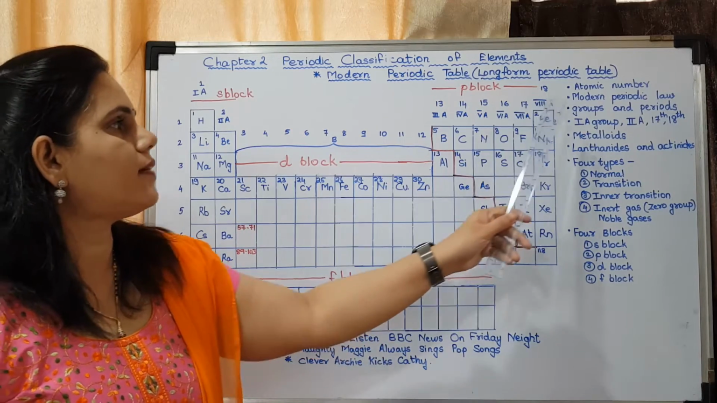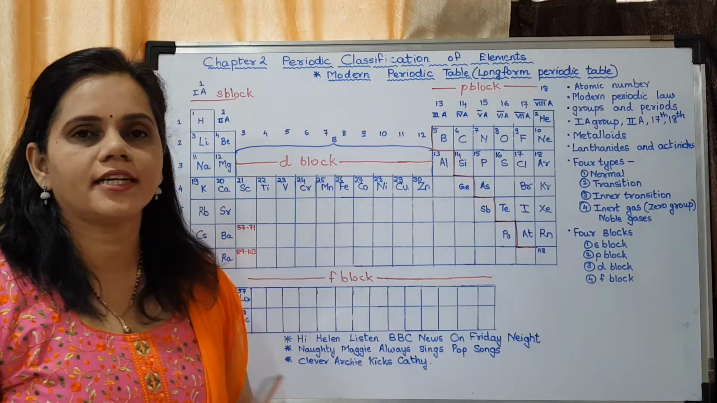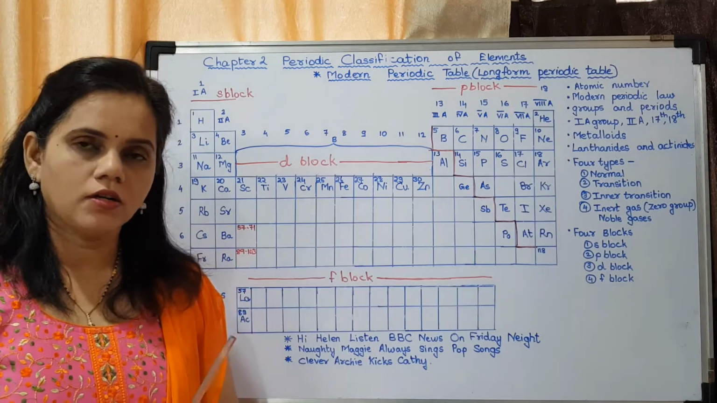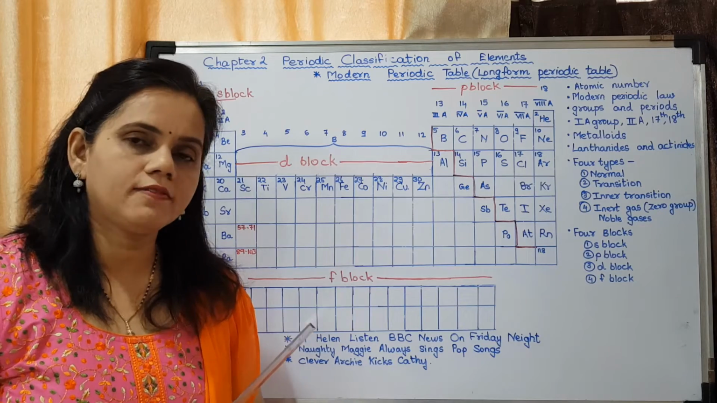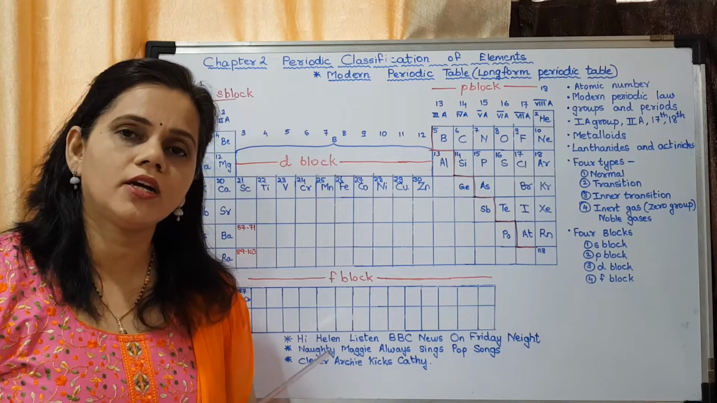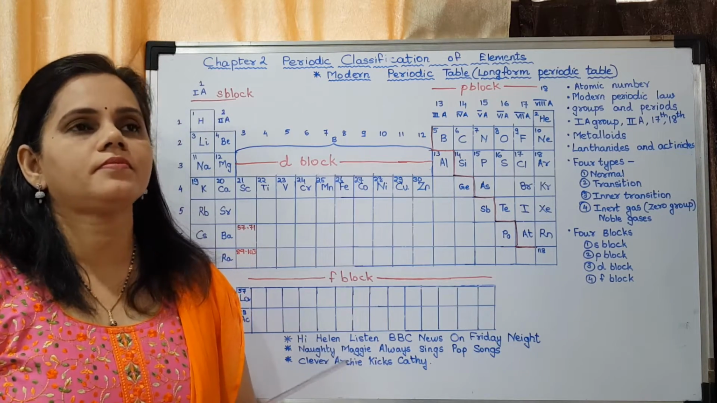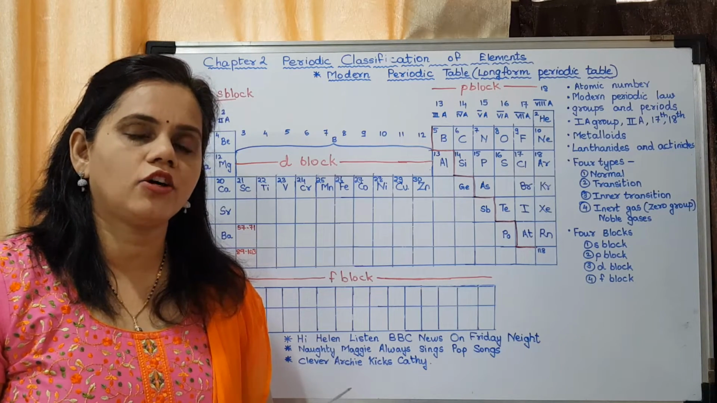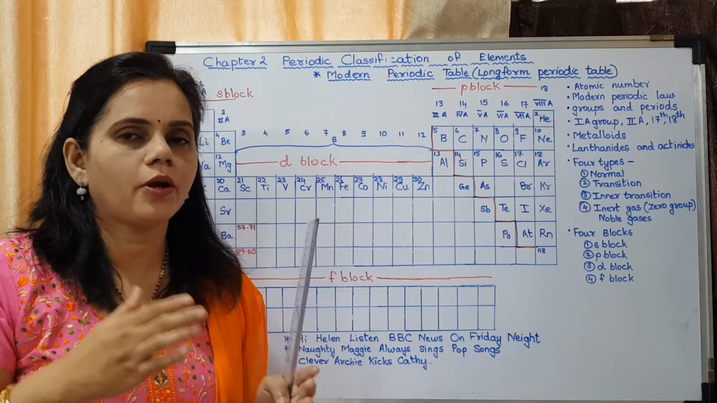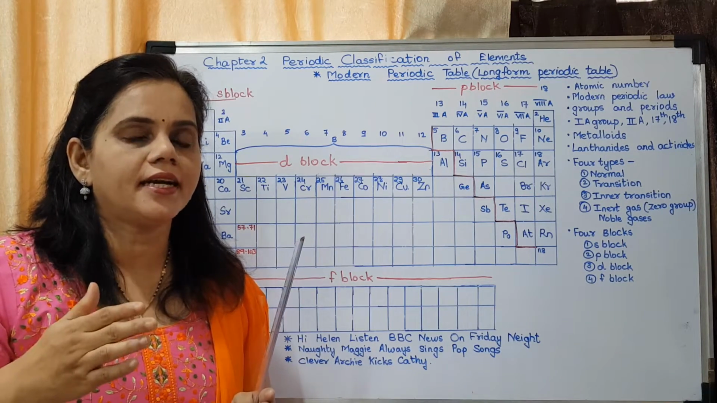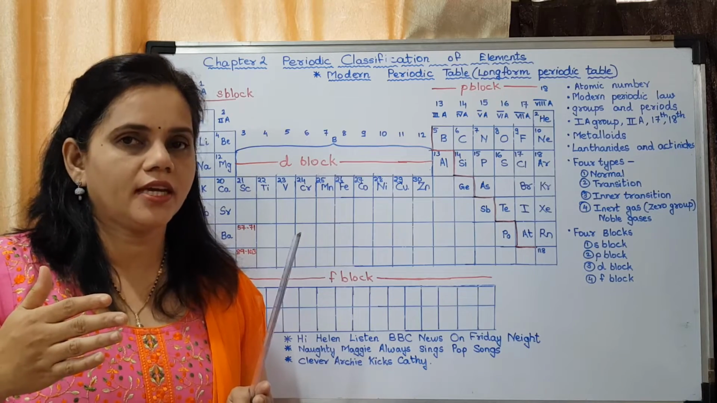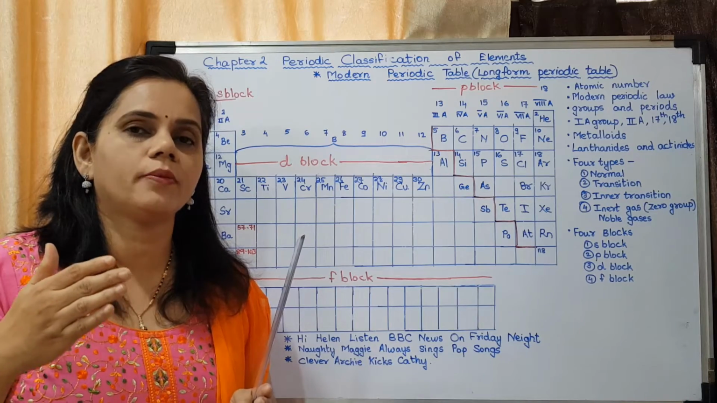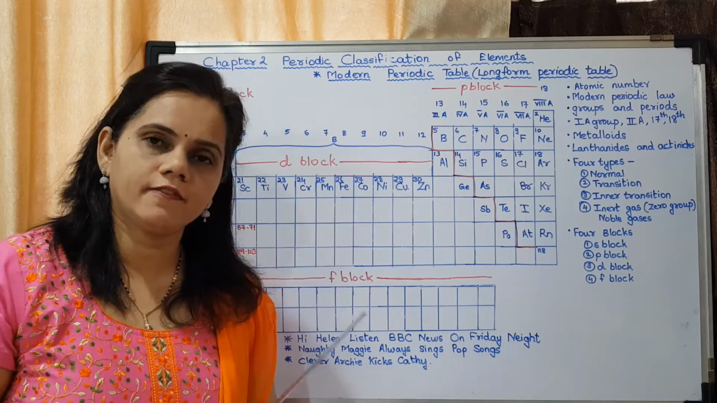Okay, so hope you have understood the first point, that is atomic number. The second point is modern periodic law. Mostly revised the Mendeleev's periodic law. What was Mendeleev's periodic law? It was the properties of elements are periodic functions of atomic masses. Okay, so the properties of elements repeated after particular intervals. So properties of elements is periodic function of atomic masses. This was Mendeleev's periodic law.